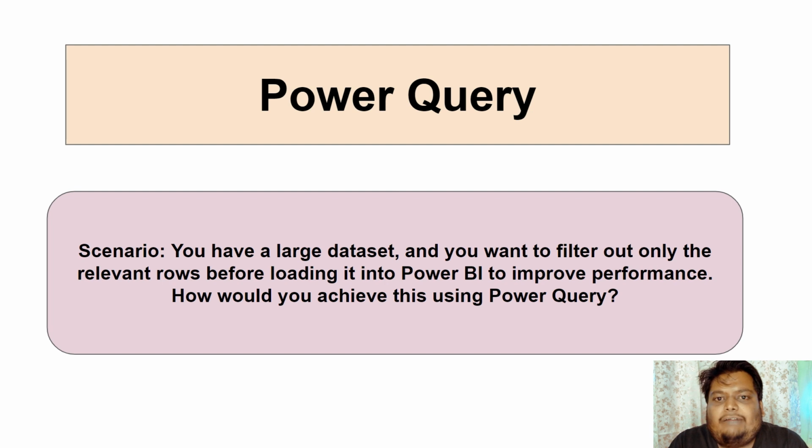So you know that whenever you are loading the data from the data source, the data might not be clean. The data might have some discrepancies. So to avoid that, we use the Power Query editor to perform the transformations in data, right? So let's say the scenario is you have been given a very large data set, and you want to filter out only the relevant rows before loading it into Power BI to improve the performance. So how would you achieve this using the Power Query editor, right? So make sure that you are preparing well on each of the data transformations in the Power Query editor.